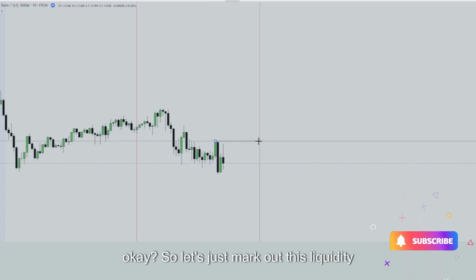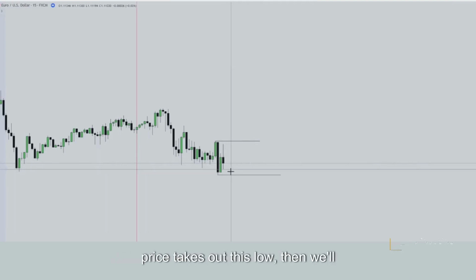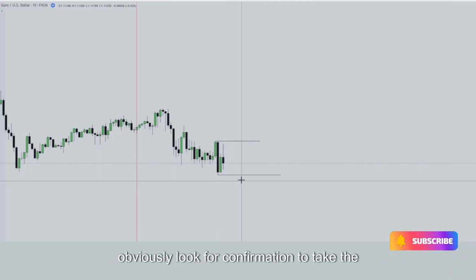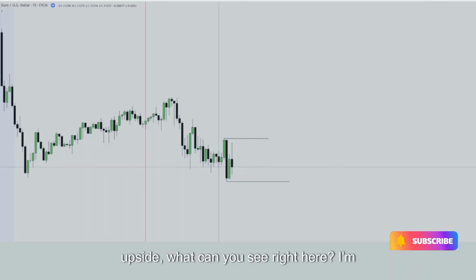So let's just mark out this liquidity point right here, this established high, a significant high at the start, like I said, and we'll mark out the low as well, because if price takes out this low, then we'll obviously look for confirmation to take the buys, okay? However, after this liquidity gets swept to the upside, what can you see right here?